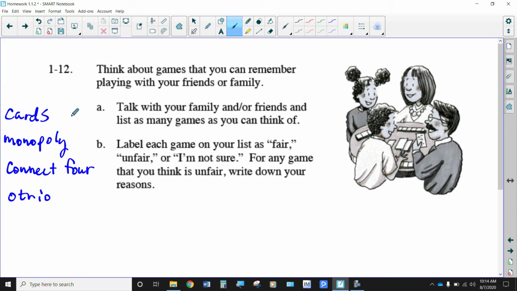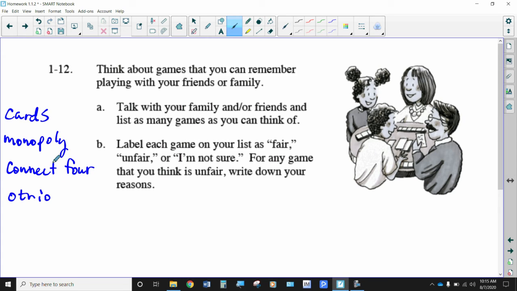And you know what? All of these games are fair games. The reason why they're fair games is because as long as you know the rules and how to play the game, everybody has an equally likely chance of winning the game, depending on which cards you get, depending on where the dice roll and how many times you land on someone else's property and have to pay them rent.